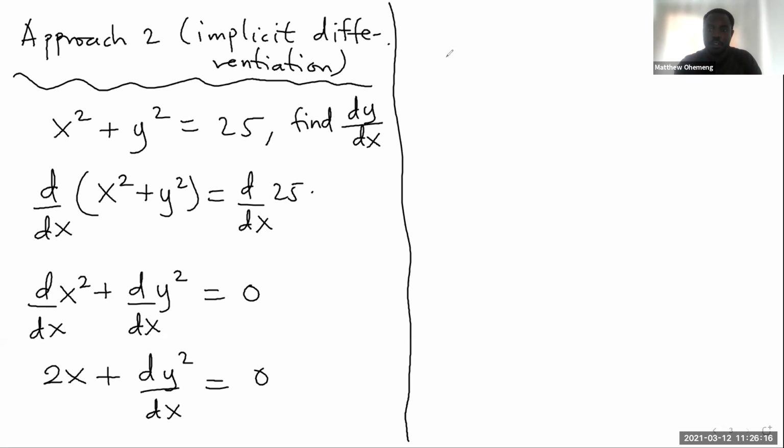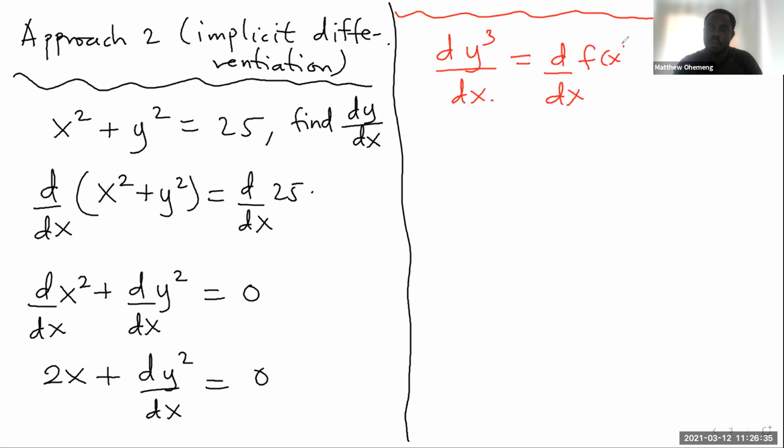So if y is a function of x, let me just sidetrack here so that after we master this, you guys can help me put this here. So suppose I have d of y cubed dx. Now, as I said, with implicit, remember that y is some function of x. That means I can write this as d over dx of a function of x all cubed.